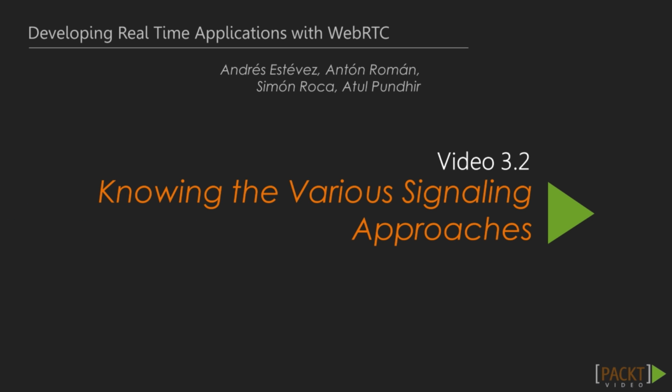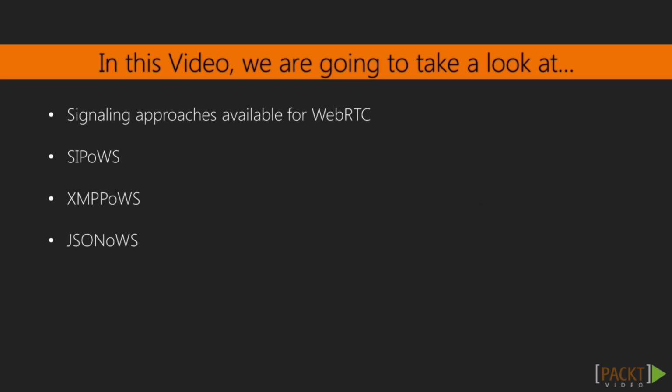Welcome back to section 3, where we're learning about signaling, which is the last piece in the WebRTC puzzle. In the previous video, we said that one of the possible pros of not implementing signaling is the ability to adapt different signaling protocols. In this video, we'll talk about 3 approaches available to WebRTC.